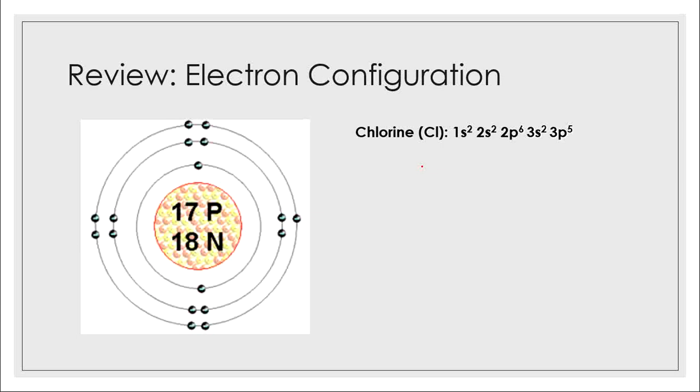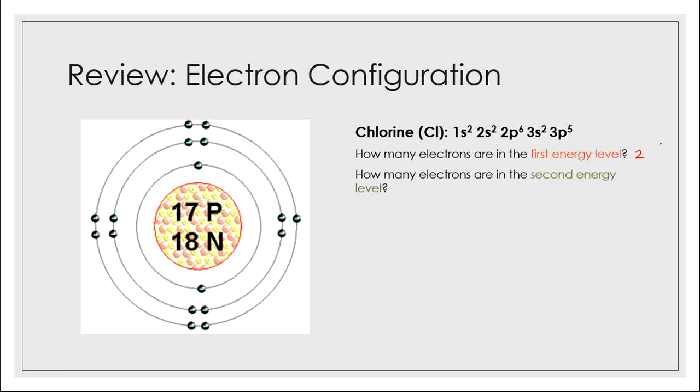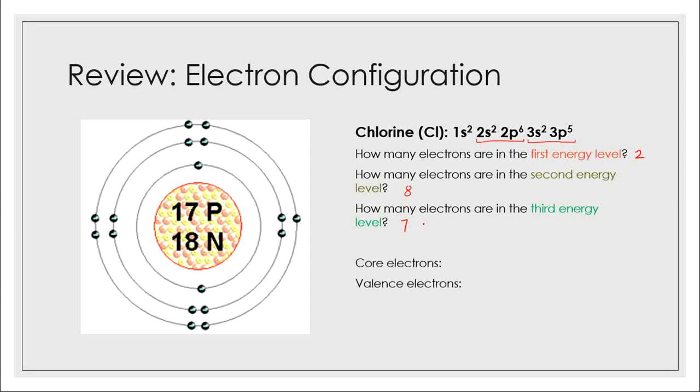What about chlorine? How many electrons are in the very first energy level? 2 is correct. How about the second energy level? Here's the second energy level. 2 plus 6 is 8 electrons. How about the third energy level? So in the next part, 2 plus 5 is 7. So 2 on the first energy level, 8 on the second, and 7 on the third energy level.